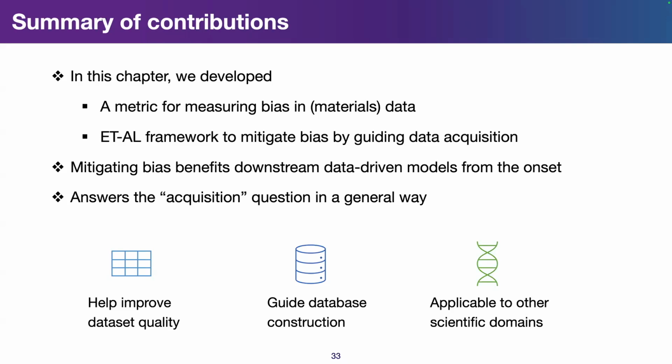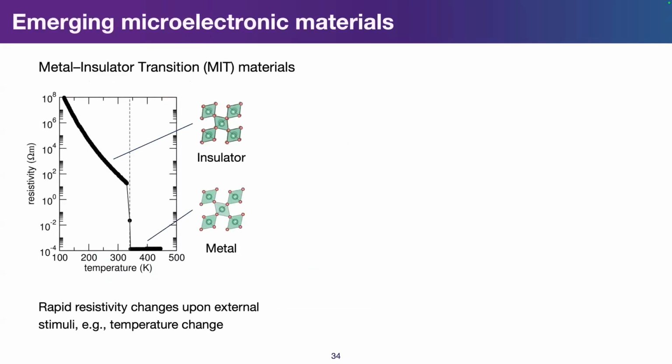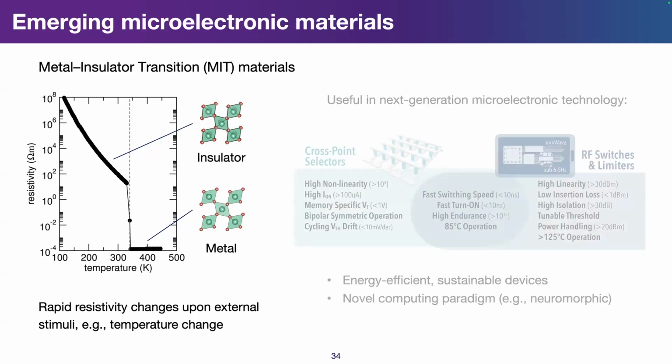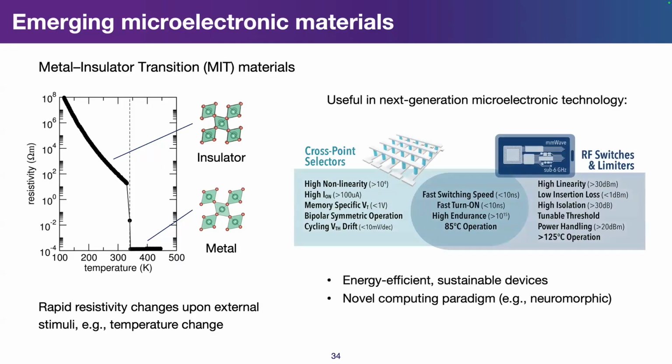With that, we really want to apply the methods to advance material science. So that comes to the third part, and we demonstrate this in a specific type of emerging microelectronic materials. Specifically, we're interested in materials that could have a metal insulator transition, or MIT. These materials could undergo a large, rapid resistivity change upon some external stimuli, such as a temperature change. Because of this property, they are useful in many microelectronic technologies, like making selector memory or radio frequency antennas more energy efficient. It's also useful in some novel computing paradigms, like neuromorphic computing.